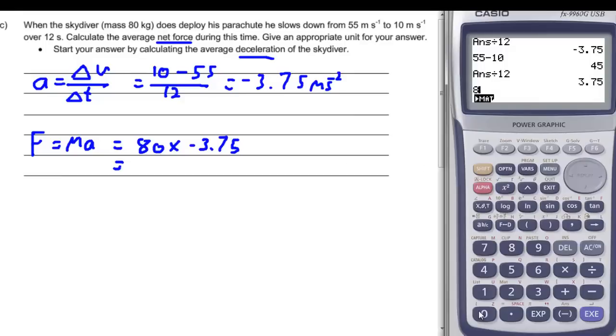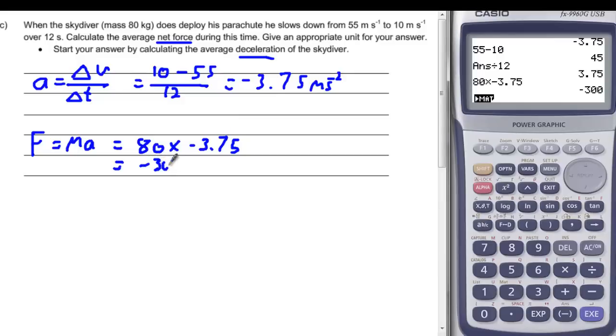Okay, but that just means that his force is ultimately going to be negative as well. So we go 80 times negative 3.75, and we get a force of negative 300 newtons. And what does that mean? That means that this force is acting in the opposite direction to his travel, and so it's slowing him down. If you got that answer, that was worth an E.